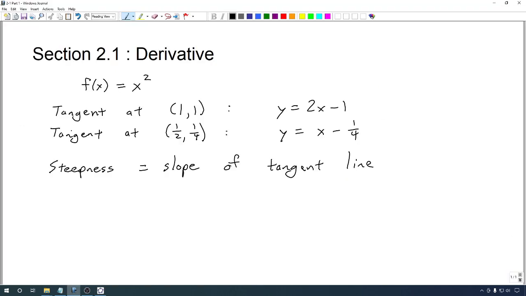So I can say here, the secant is a line connecting 2 points on a curve.